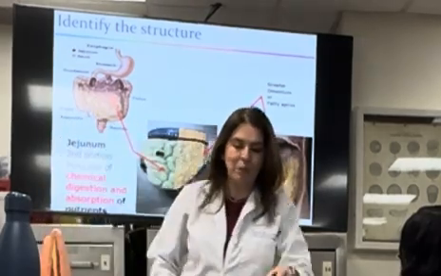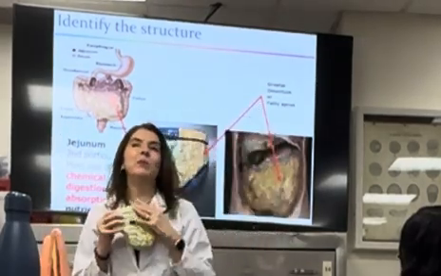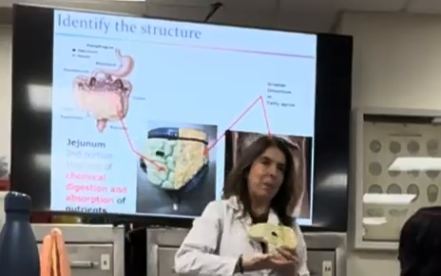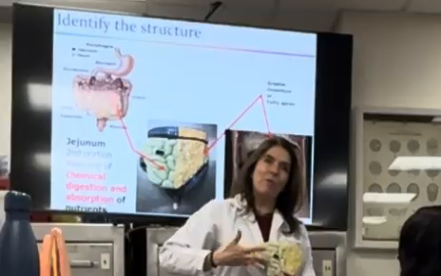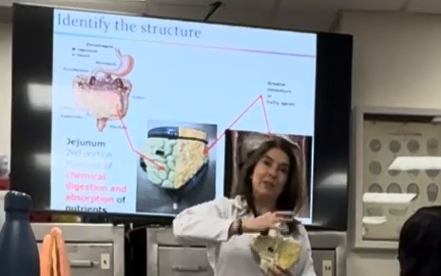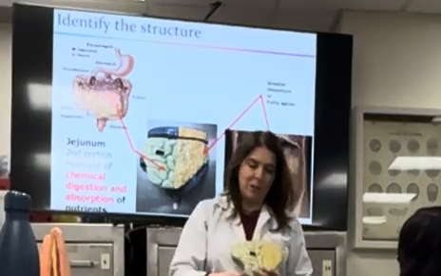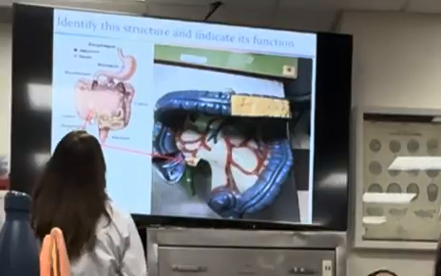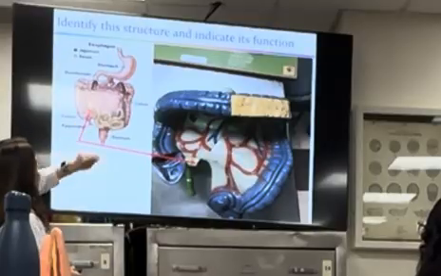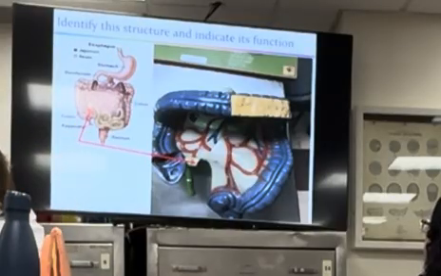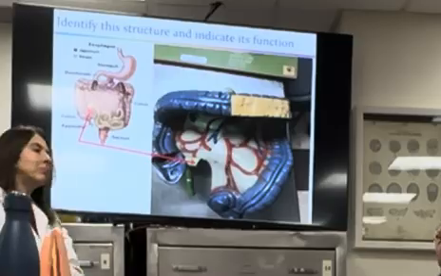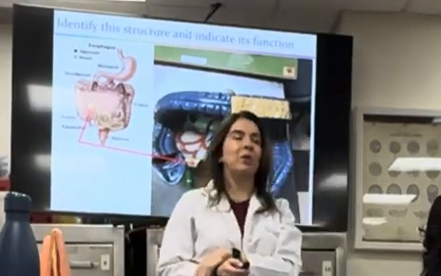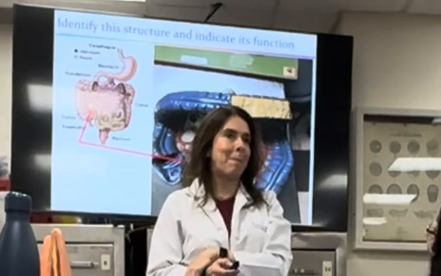Okay? So in this model, the greater omentum is only represented by just a portion of it, but remember that this is a whole fatty apron, right, that you could lift. Okay, but in the model it's only represented as half. Okay. And then we have the third portion of the small intestine. What is it called? The ileum. What's the function of the ileum? What makes the ileum different than the other portions of the small intestine?